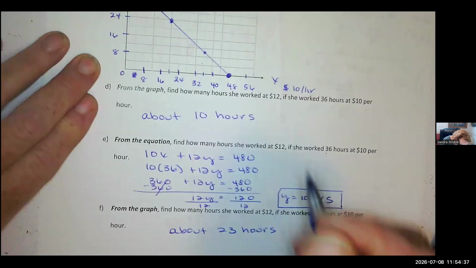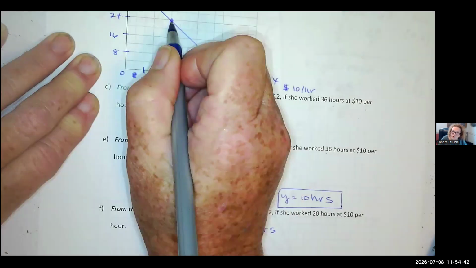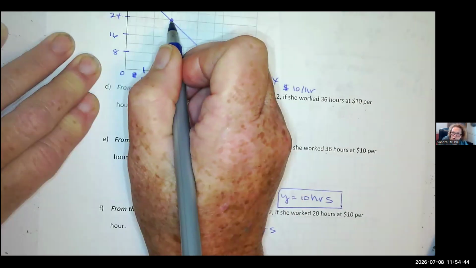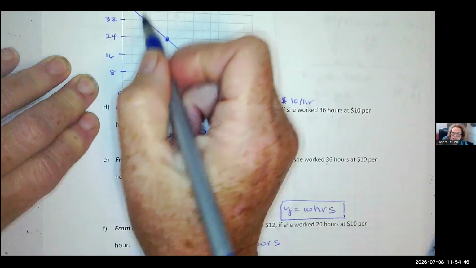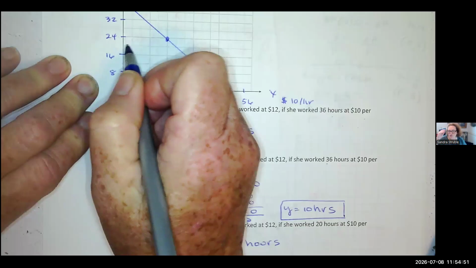Because if you'll notice, if this comes up here, it doesn't quite touch right at the corner. It's just below it. So, and there's 4 in between here. 16, 17, 18, 19, 20, 21, 22, 23. I'm saying it's about 23.